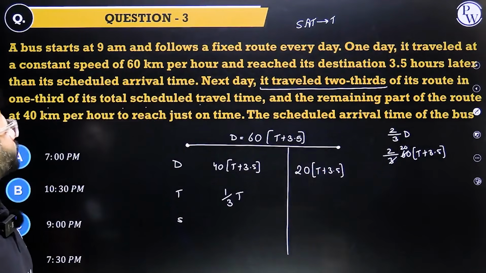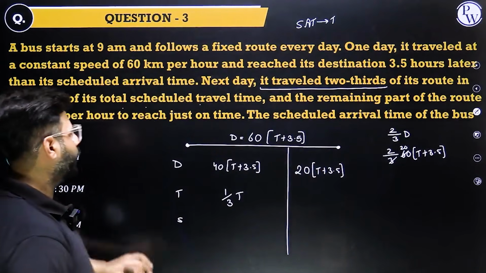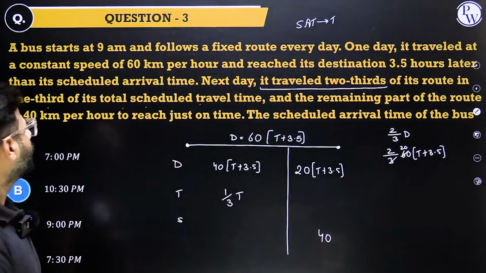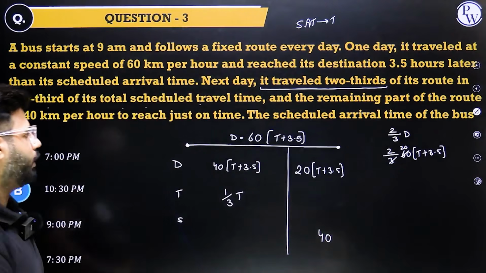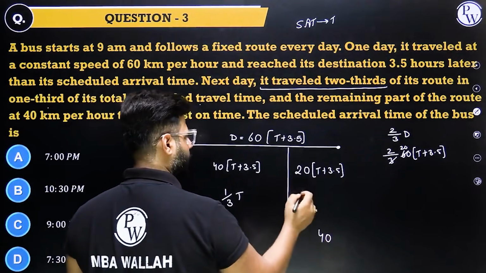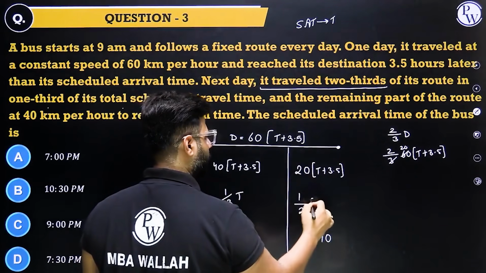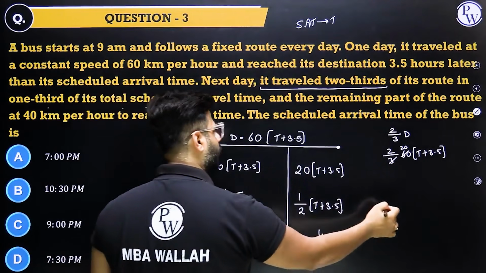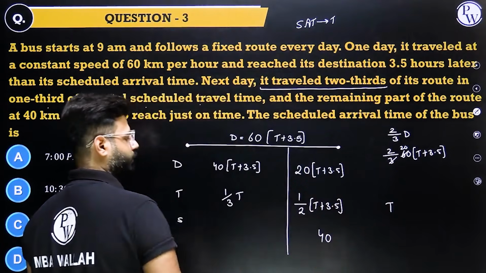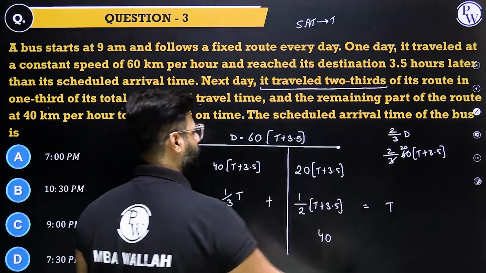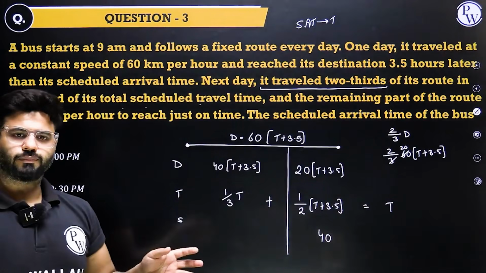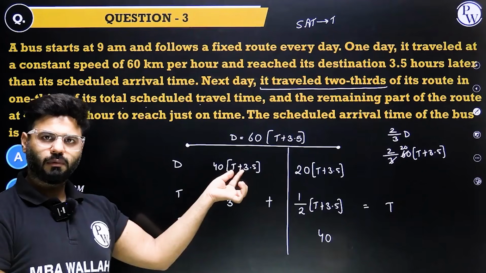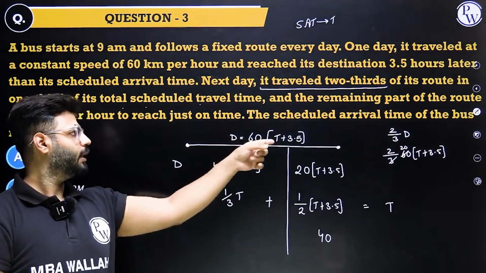This much distance, the remaining, has to be done at 40 km/h speed. Okay, so the time I can calculate to reach just on the time. Okay, so what is the time over here? This upon this will lead to 1 by 2 into t plus 3.5. And if you travel this way, you will reach exactly on the scheduled time. That means this plus this is equal to this, one table, and you are done. Right? 2/3 of the distance, that means 40 into t plus 3.5. 2/3 of 60k is 40k.